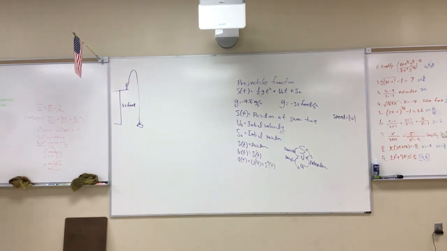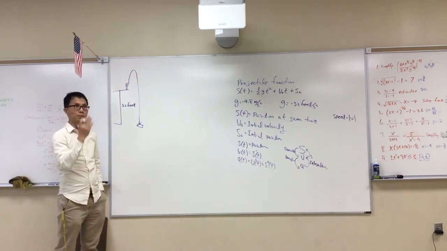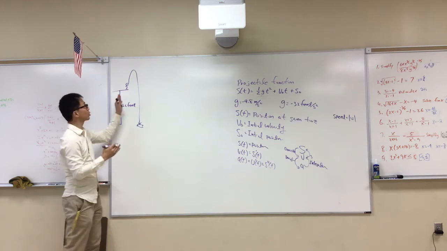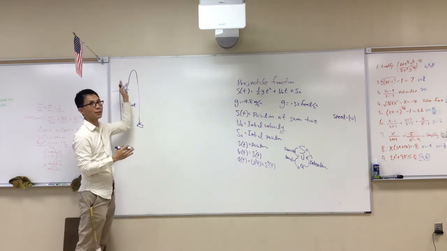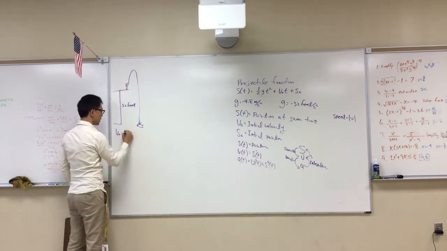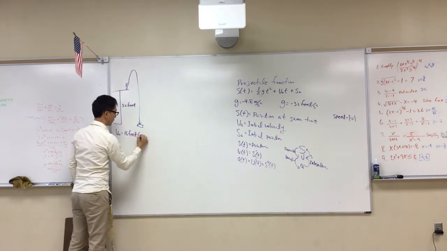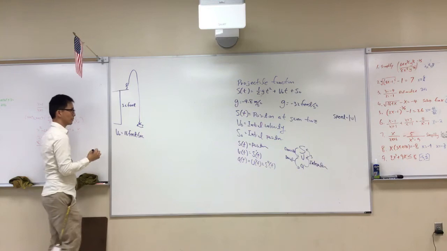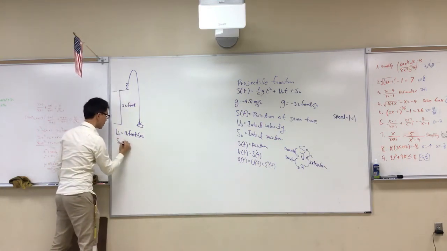Then this man is jumping at a certain speed. He's going to jump up, so it has a positive velocity. We're going to say that the initial velocity is equal to 16 feet per second. And he's at 32 feet, so s0 is equal to 32 feet.